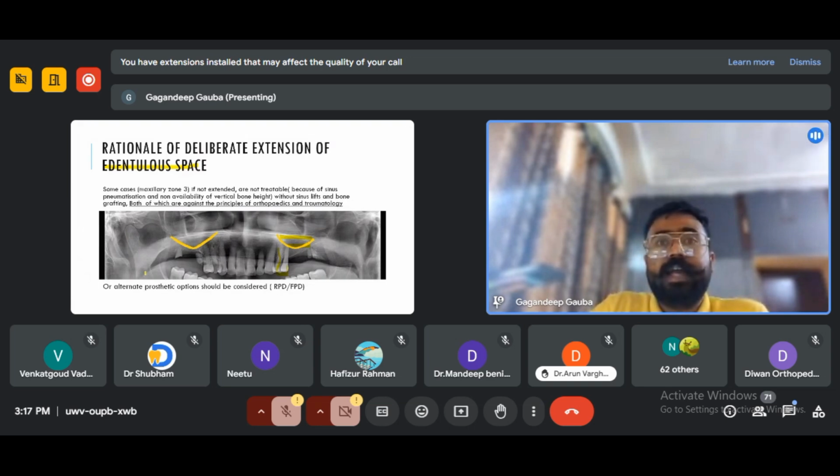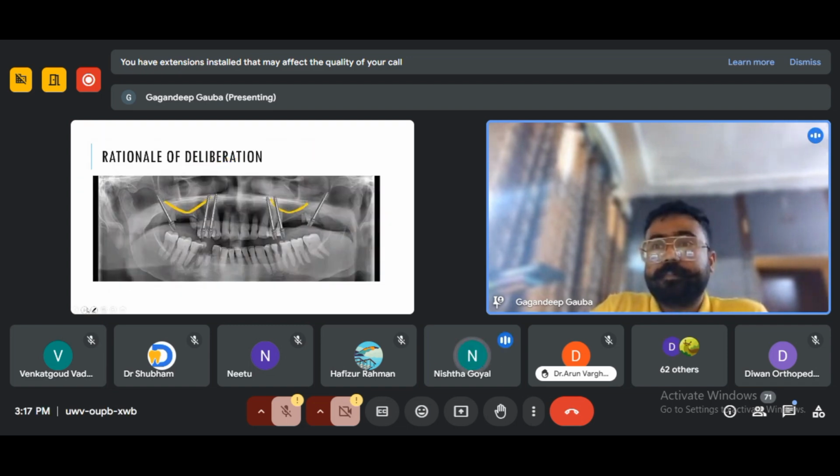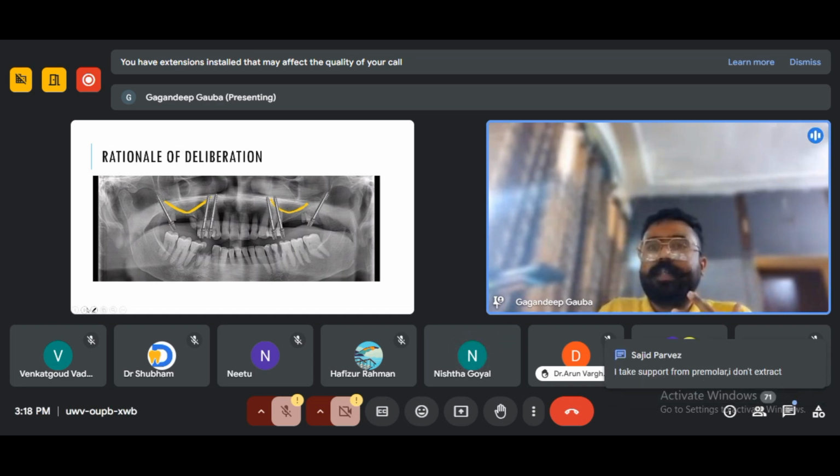Right? So does anyone have any doubt about the deliberate extension of the edentulous span? No? So I'm moving to the next slide. Let's keep the questions for the end. Okay, ma'am. Sure. Ma'am, I was just asking if there is any important question, because everything in the coming slides is based upon this topic only. So if someone has a doubt, he won't be able to understand. Okay. Sure. Okay.